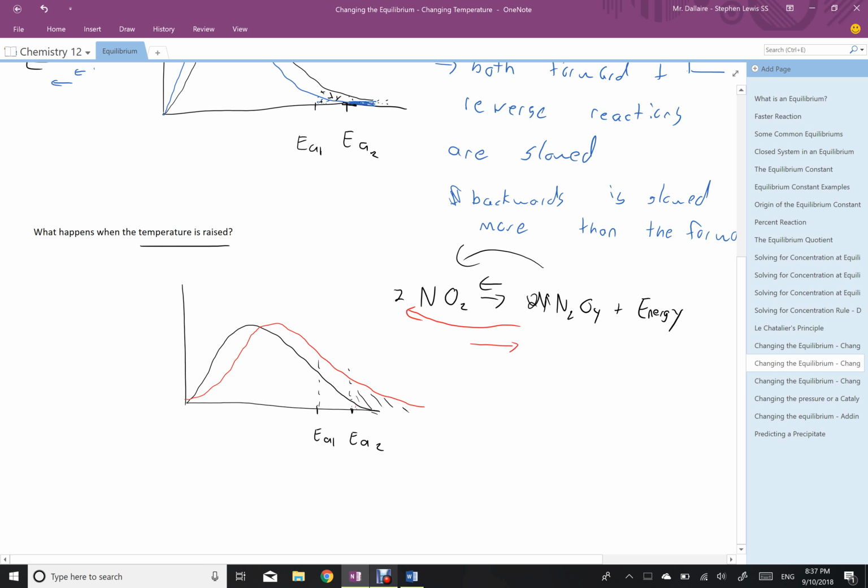And so now the backwards reaction's change is much greater than the forwards, and as a result, the overall shift here is to have the NO2 particles building up, slowing down this reaction, and speeding up this reaction until the two are equal again. So the backwards reaction is favored, just like Le Chatelier said, because the change in the number of available particles caused by the temperature was greater for the backwards reaction with the greater activation energy than it was for the forwards reaction with the lower activation energy.